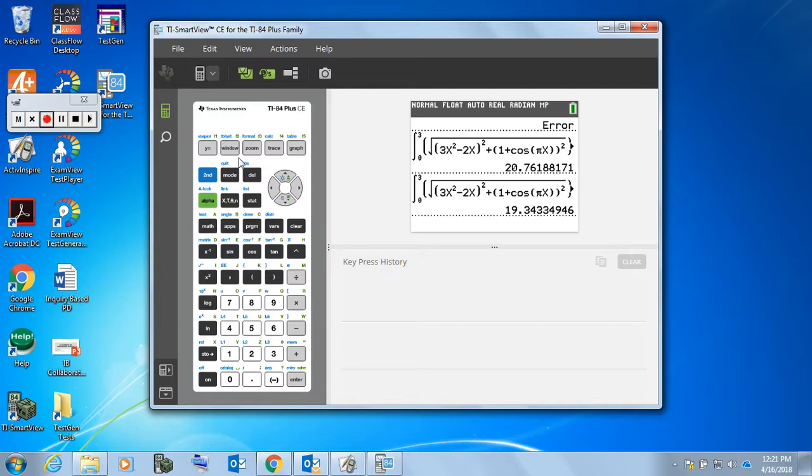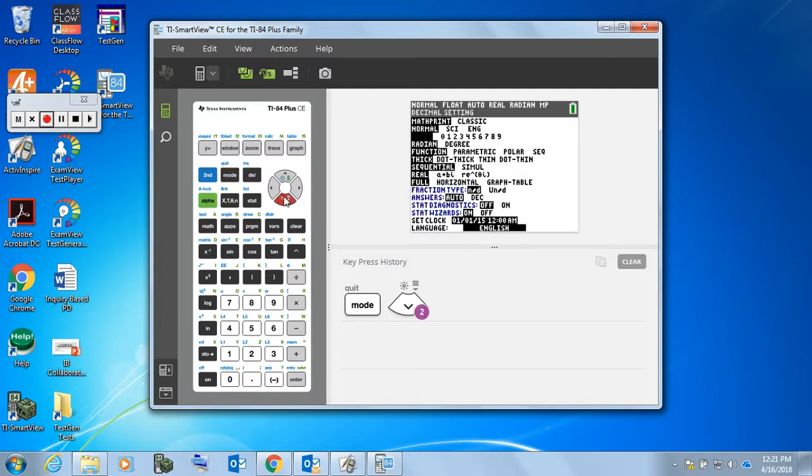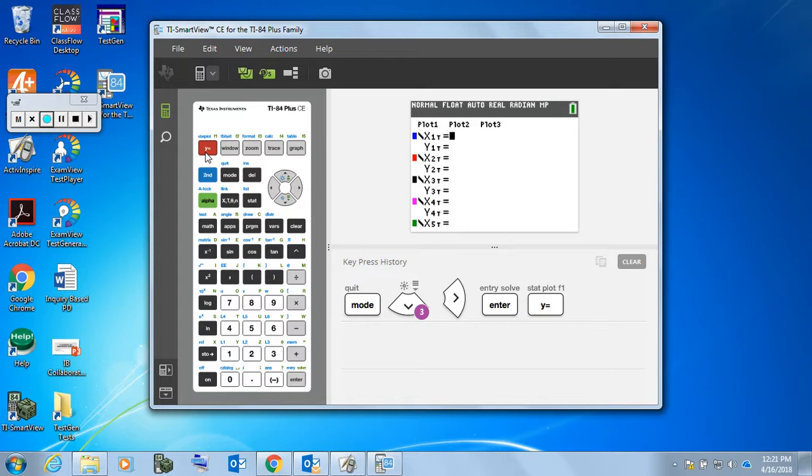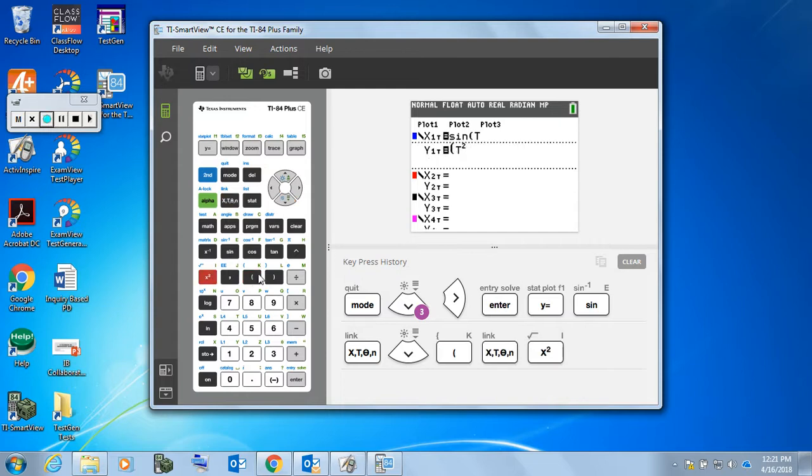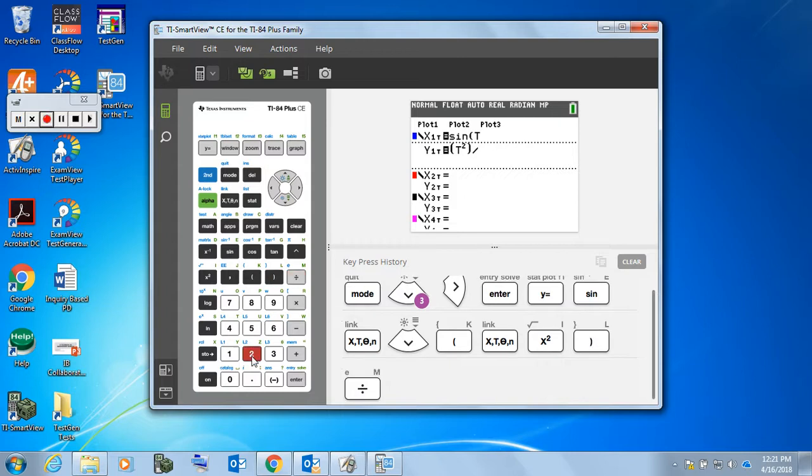And so we want to first and foremost put it into parametric mode. Then when you go to the y equals, you start noticing something a little different in this case. We're going to graph the position where x equals sine of t, and your other position is y equals t squared over 2.